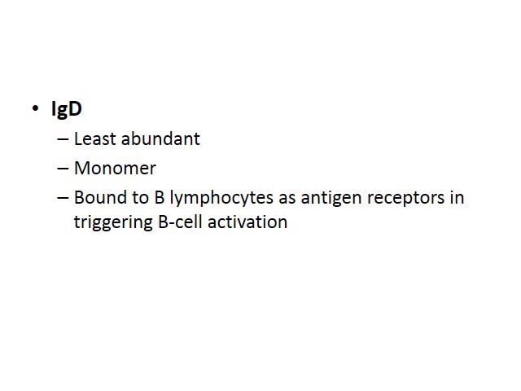And the last one's IgD. This is the least abundant in your body. It's a monomer as well, and it's going to be bound to your B lymphocytes primarily as your antigen receptors, and it's going to trigger B cell activation.